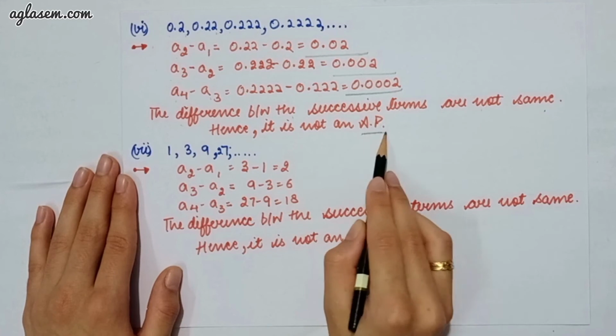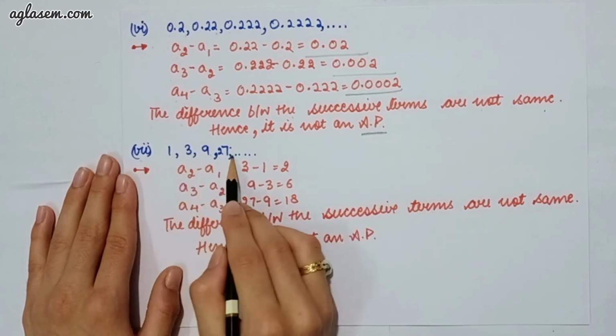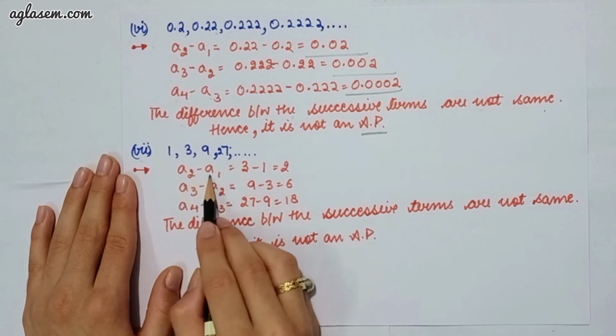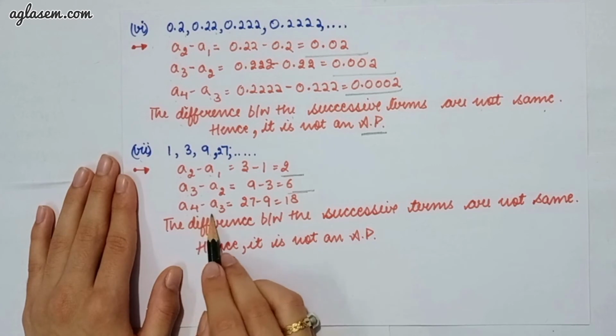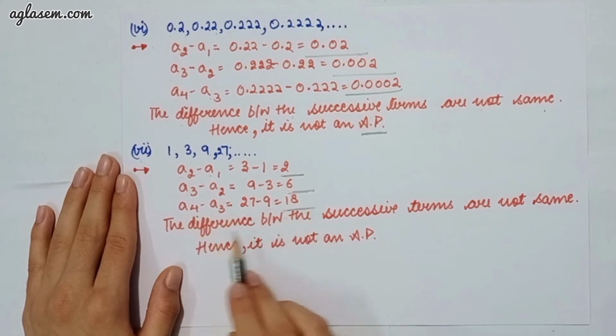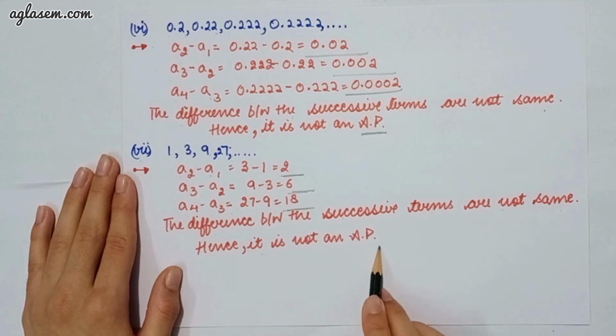Therefore, it is not an arithmetic progression. Seventh part says 1, 3, 9, 27. So again, A2 minus A1 that is 2, A3 minus A2 that is 6, A4 minus A3 that is 18. So the difference between the successive terms is not the same. Therefore, it is not an arithmetic progression.